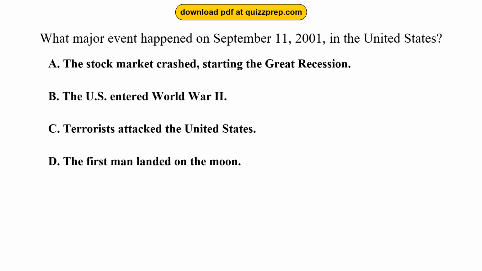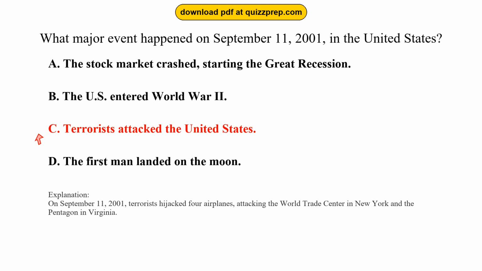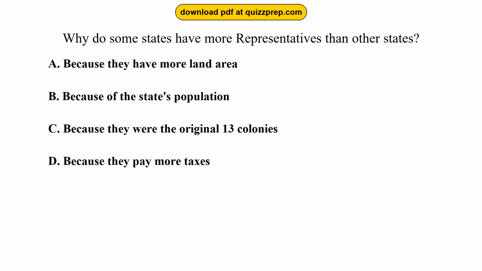Option A, the stock market crashed, starting the Great Recession. Option B, the U.S. entered World War II. Option C, terrorists attacked the United States. Option D, the first man landed on the moon. The correct answer is option C, terrorists attacked the United States. On September 11, 2001, terrorists hijacked 4 airplanes, attacking the World Trade Center in New York and the Pentagon in Virginia. Question 32. Why do some states have more representatives than other states?